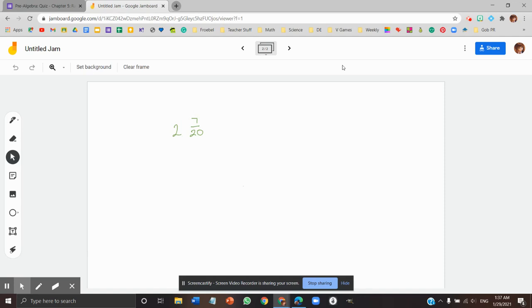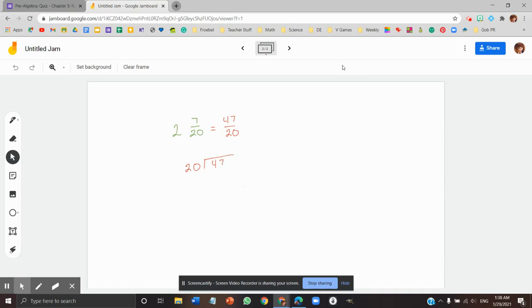So let's do this. 20 times 2 is 40, plus 7 is 47. So my new numerator is going to be 47, and my denominator stays the same. I just converted from a mixed fraction to an improper fraction. And now I can do my division and see what my equivalent is as a decimal. Again, my denominator goes outside, and my numerator is going to go inside.